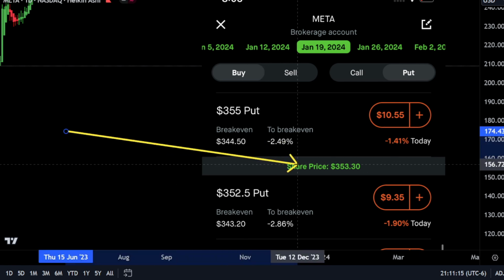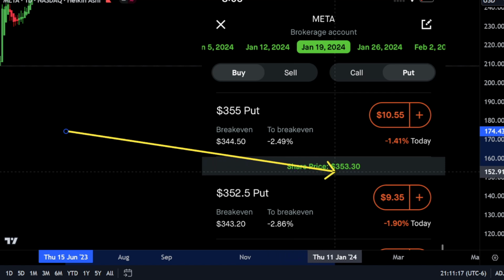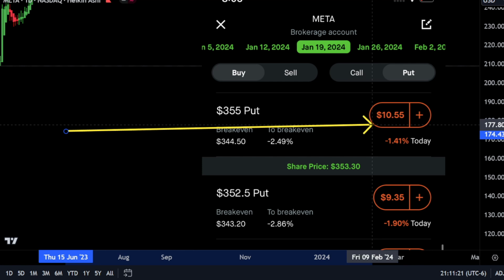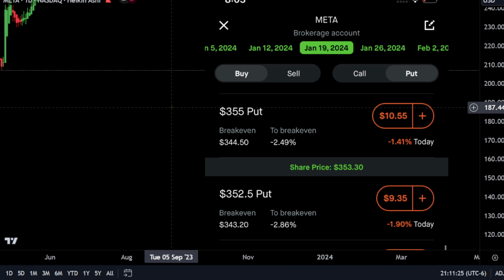So right here, the stock price is at 353. So go right above it at 355. These are worth $10.55. So that's what you can look at to give you an idea of what would happen if that stock goes and hits that support right away. That's what those contracts will pump to.